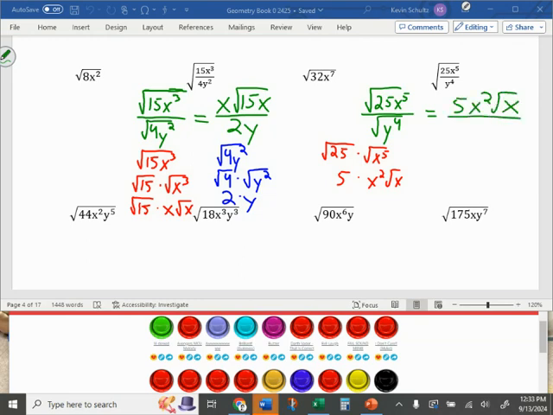Our denominator, I can write it out if you want, but it's an even power. The root of y to the 4th is y squared. And so this would be your final answer. Yeah, that was really easy. Okay, now the hard one.